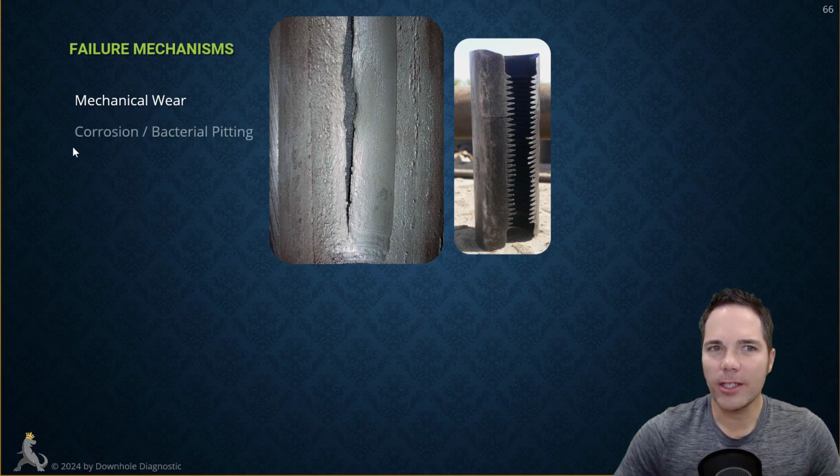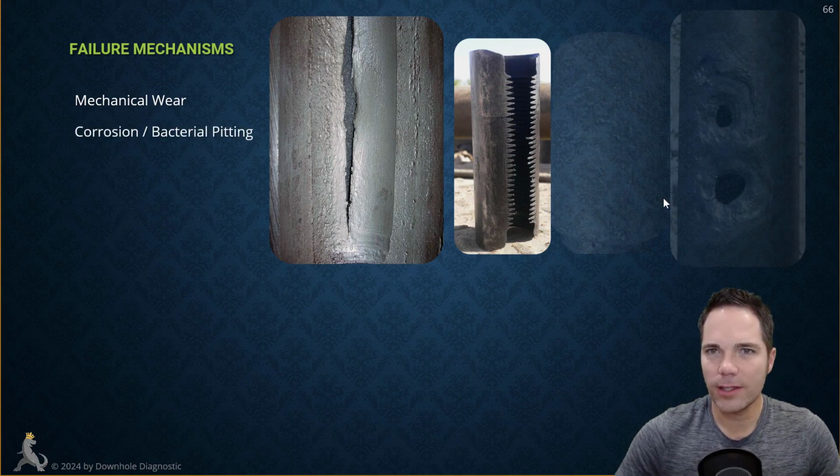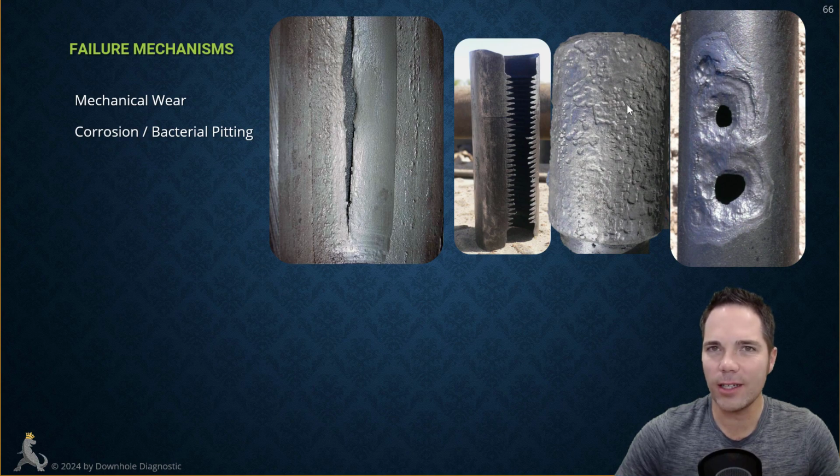So another failure mechanism would be corrosion. This is going to be corrosion here on the outside of a tubing collar. You can see it's kind of nice and uniform all around due to corrosive fluids. Here's an outside-in tubing leak. Now, this is not too common. Typically when you have tubing leaks, it's from the inside out because we have reciprocating rods.